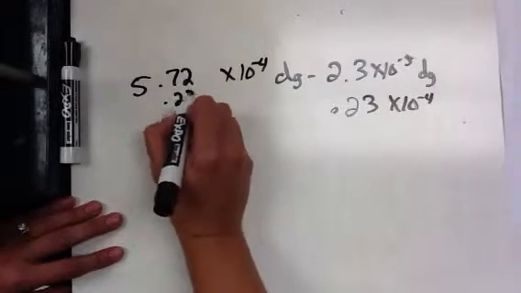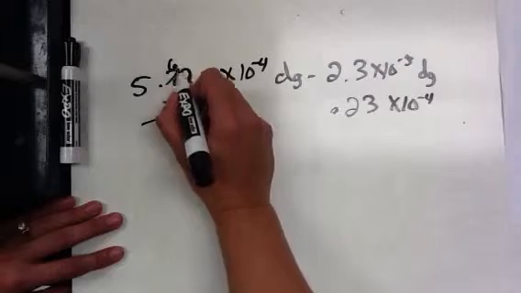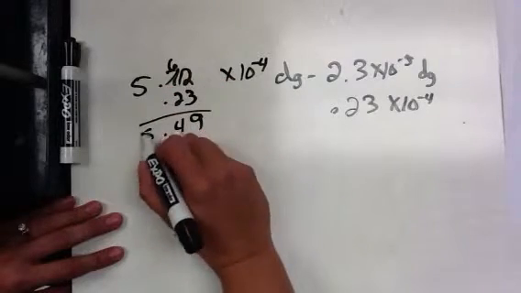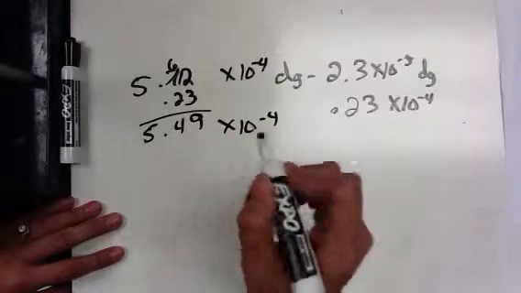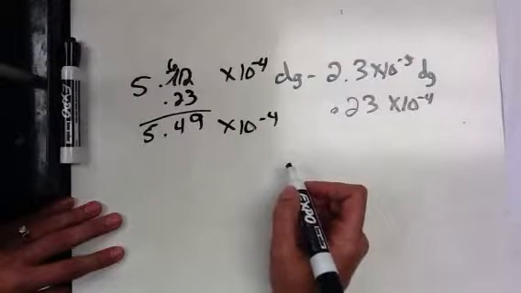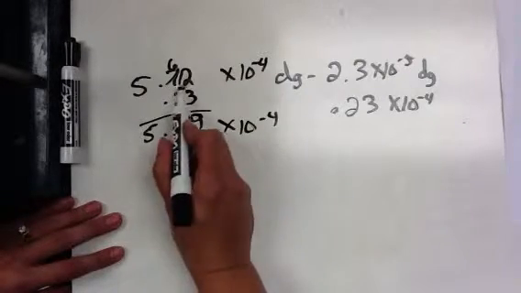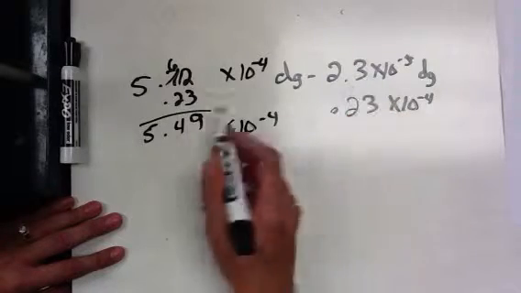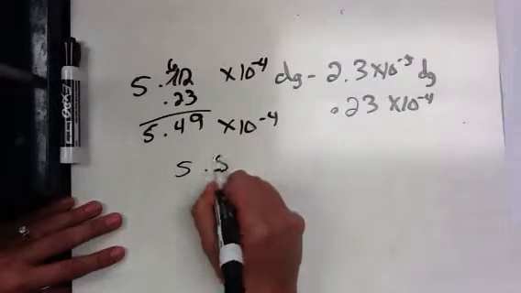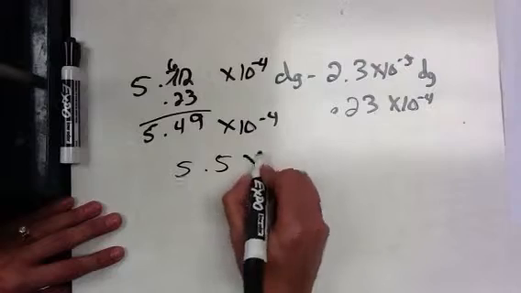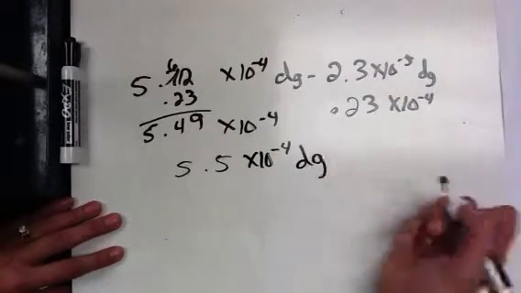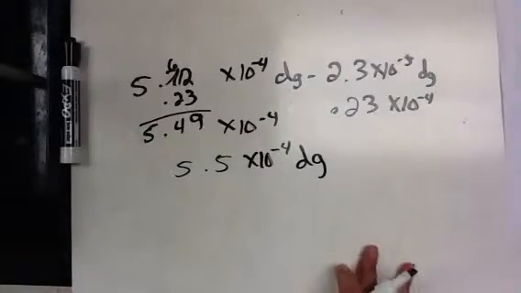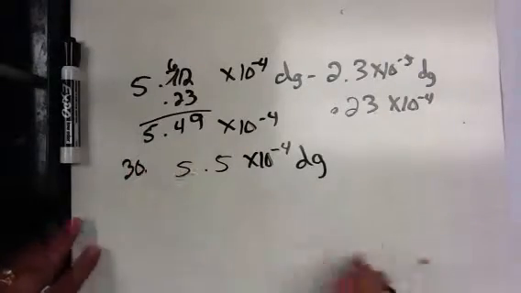So I'm going to subtract those. We end up with 5.49 times 10 to the negative 4th. But if we're looking at our sig figs, this one has 2 places after the decimal, this one only has 1, so this answer can only have 1 decimal place. That's the least precise: 5.5 times 10 to the negative 4th decigrams. Okay, so that was the answer for number 30.